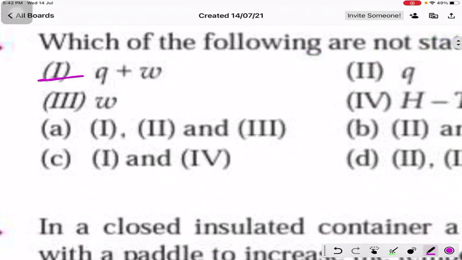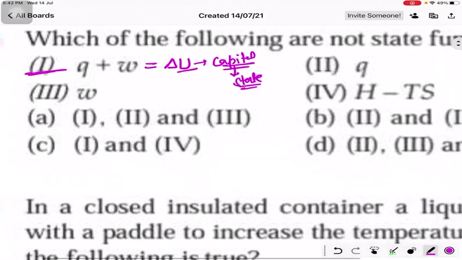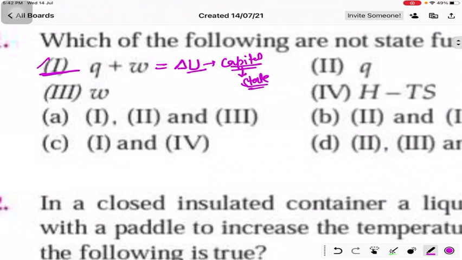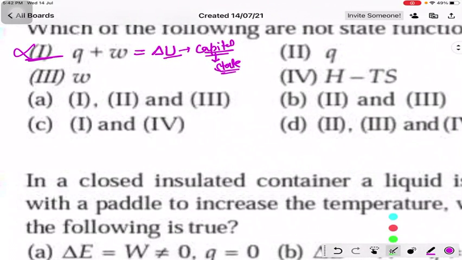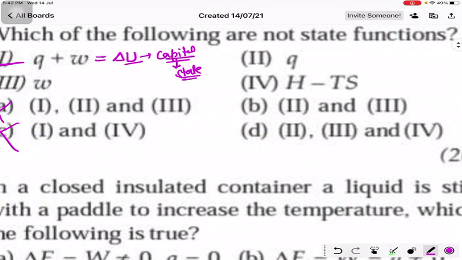First, Q plus W, this is equal to del U. It is written in capital letter, and capital means it is a state function. So this is equal to internal energy change. It means option 1 is incorrect, it is a state function. So from the A, B, C, D options, we can eliminate: 1 cannot be the answer. It means options A and C cannot be there. So we have the remaining B and D options, 2 options.